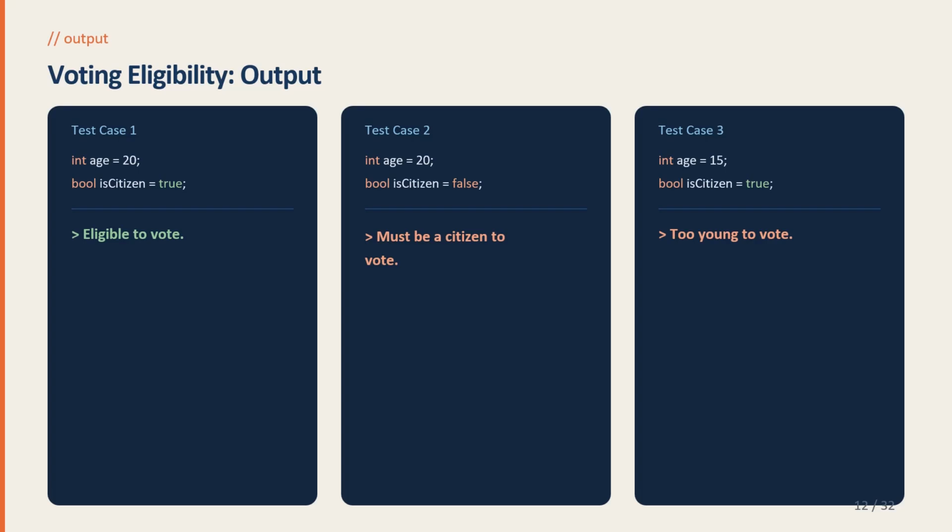In test case 1, age is 20 and citizen is true, and the person is eligible to vote. In test case 2, age is 20 but citizen is false. In that case, the person can't vote and it displays must be a citizen to vote. In test case 3, the age doesn't meet the criteria. It is 15 here and citizen is true, and the output prompt is too young to vote.